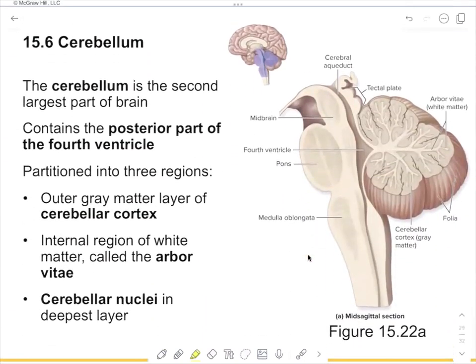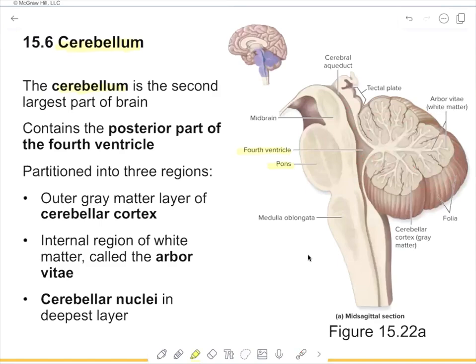And the last region of the brain is the cerebellum. The cerebellum is the second largest part of the brain, and it has the posterior part of the fourth ventricle. Remember that the fourth ventricle actually runs just between the pons and the cerebellum.